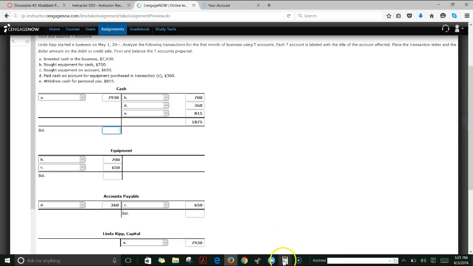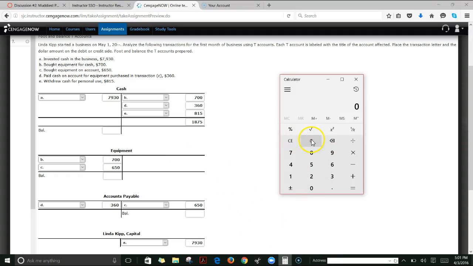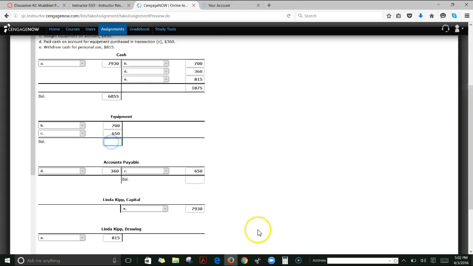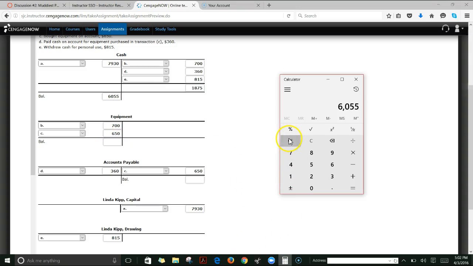And then we need to go over here and subtract the 7930 minus the 1875, and that equals 6,055, which goes on the debit side because it's a normal debit balance account. Okay, we had 2 entries in equipment. One time we bought some equipment on account, and one time we paid cash for it. So we put the 700 in there plus the 650, and that equals 1350.